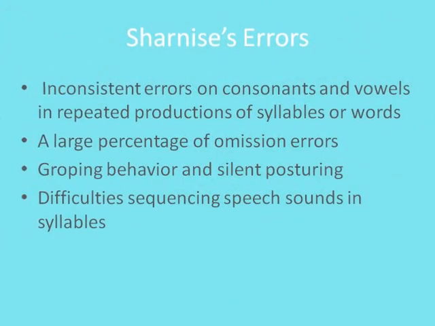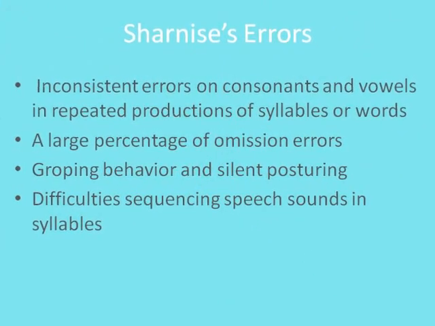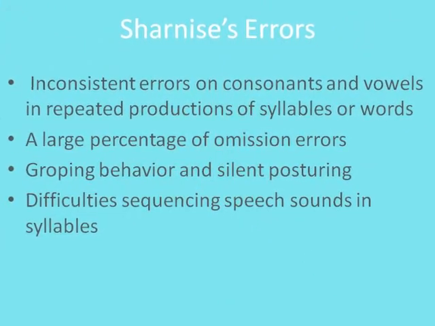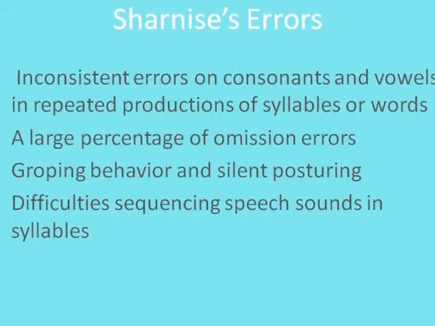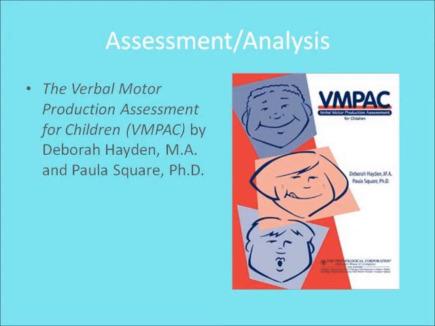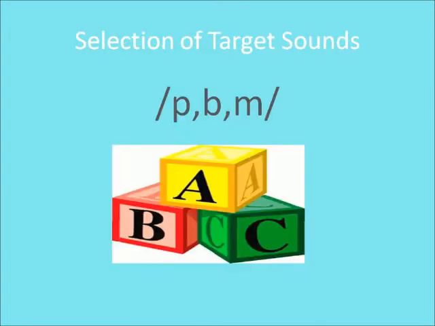Sharnice exhibited inconsistent errors, omission errors, groping and silent posturing, and difficulties with sequencing speech sounds and syllables. The Verbal Motor Production Assessment for Children will be used to provide normative information regarding speech, oral motor control, and sequencing abilities. The listed sounds were targeted because they were omitted in the assessment and are developmentally appropriate sounds.